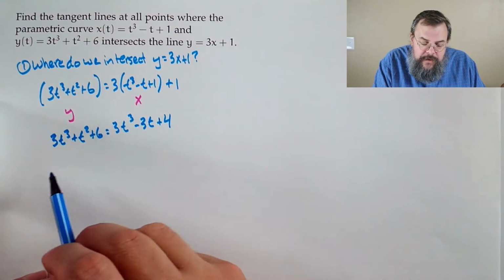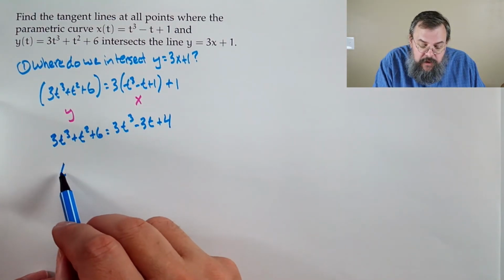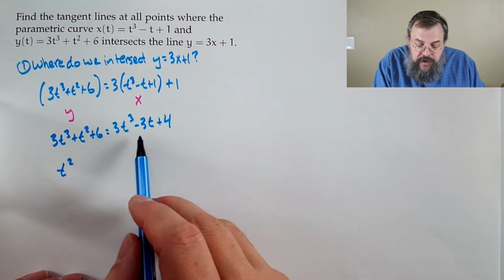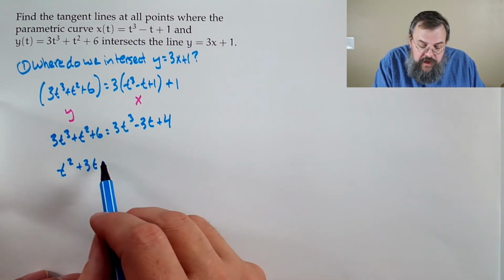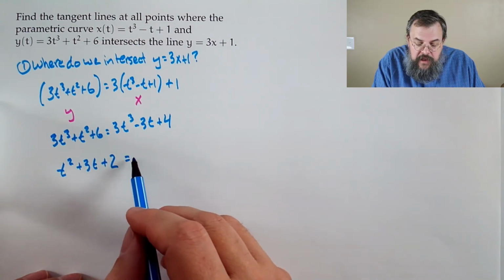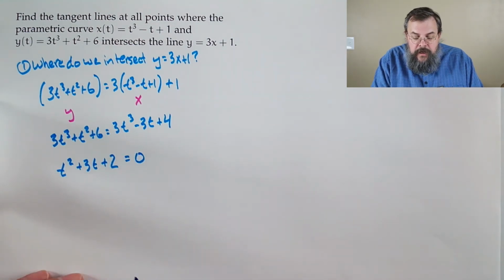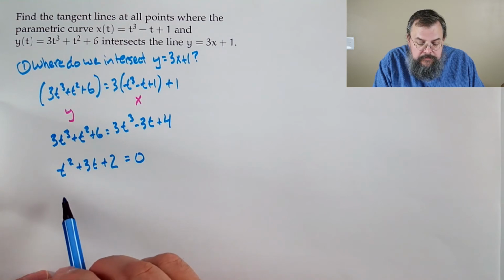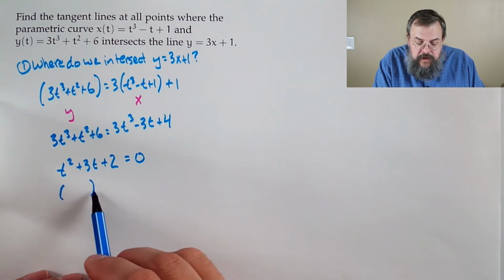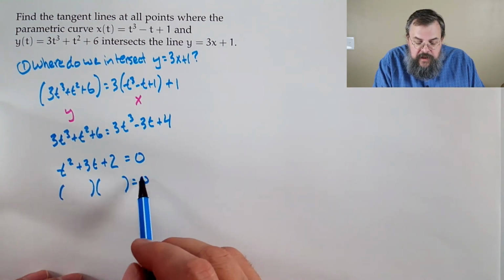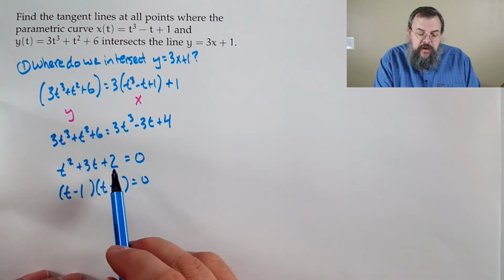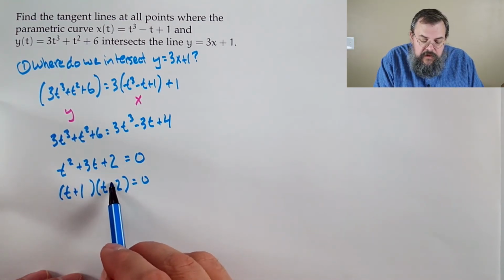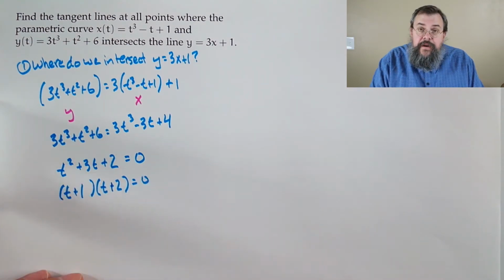So the cubic parts cancel. We're left with t squared. And then here we'll move the 3t across, so plus 3t. Move the 4 across, plus 2 equals 0. Okay, well, that looks like only one way to factor. That would be t plus 1 and t plus 2. See the plus, because it's plus in the middle.